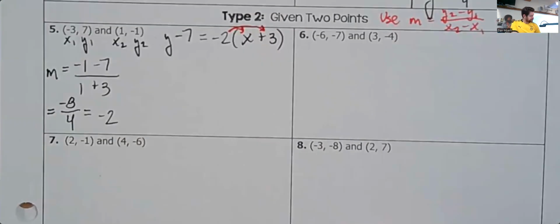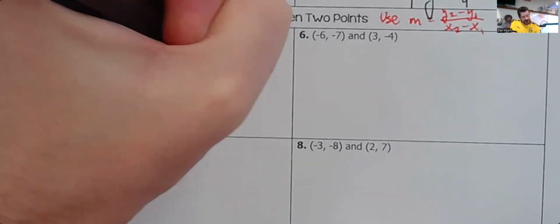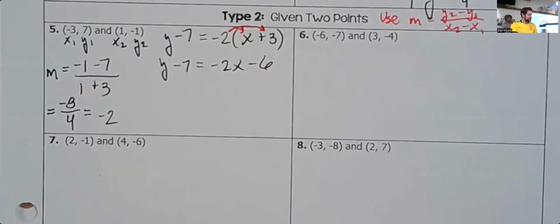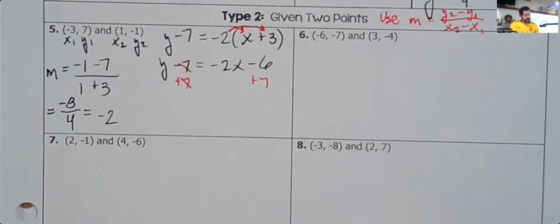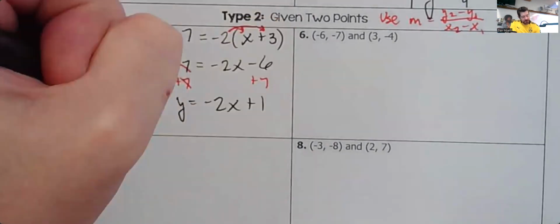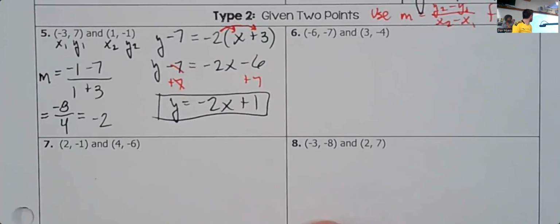And then we're going to distribute the negative 2. And so we'll get y minus 7 equals negative 2x minus 6. Last thing we'll do is add 7 to both sides. And then we got y equals negative 2x plus 1. So that's our answer. Y equals negative 2x plus 1. Okay, so that's the slope-intercept equation.